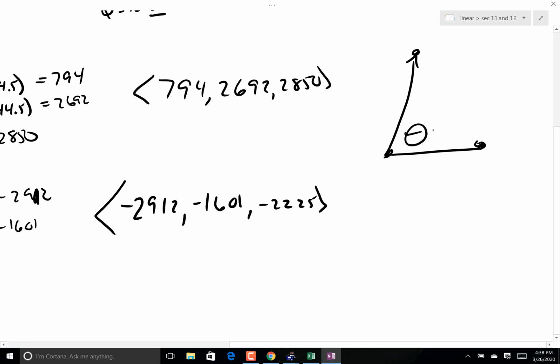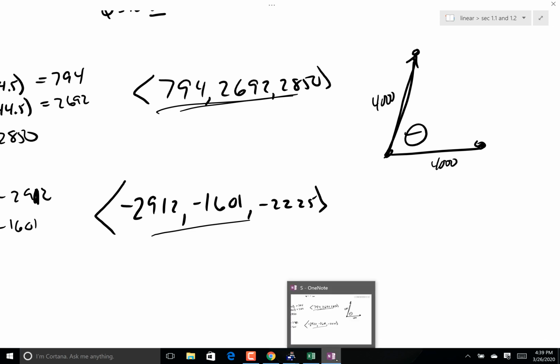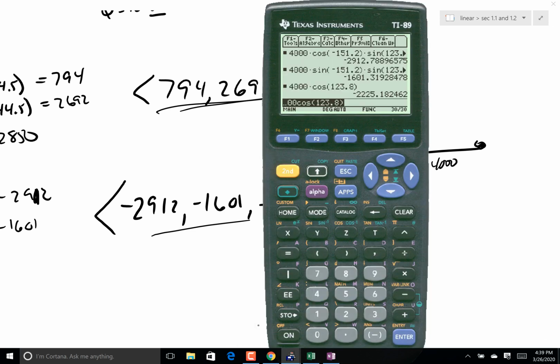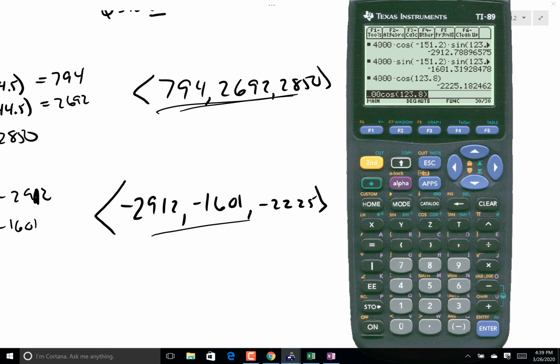That's a great question. Well, I would take the dot product, divide by the magnitude of those two vectors. Wait, what is the magnitude? Well, from here to the center of the Earth is 4,000, and 4,000. So all I have to do is the dot product. Let me show you this real quick. I probably wouldn't do it this way, but I'm going to do it here because I can. So 794, comma, 2692, comma, 2850, and close your bracket there.